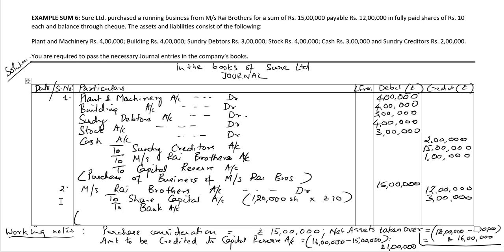Narration: 1,20,000 shares of rupees 10 each issued for consideration other than cash, and rupees 3 lakh paid by check.